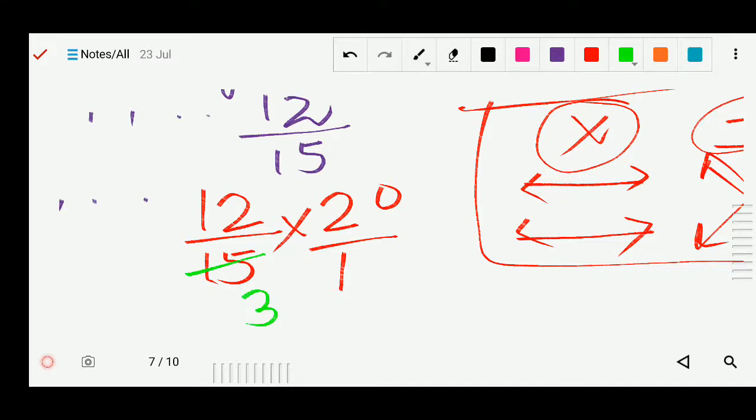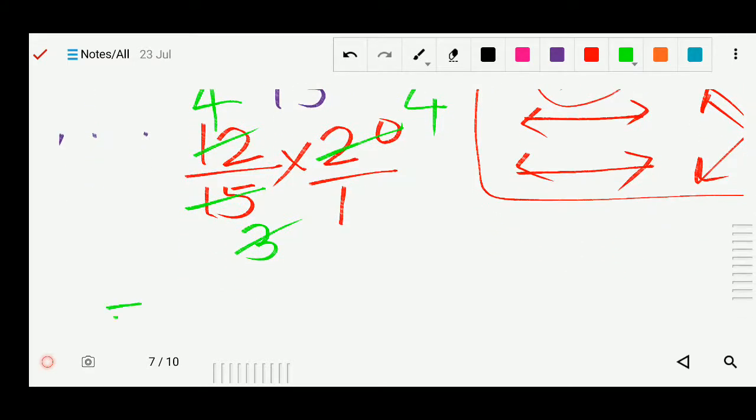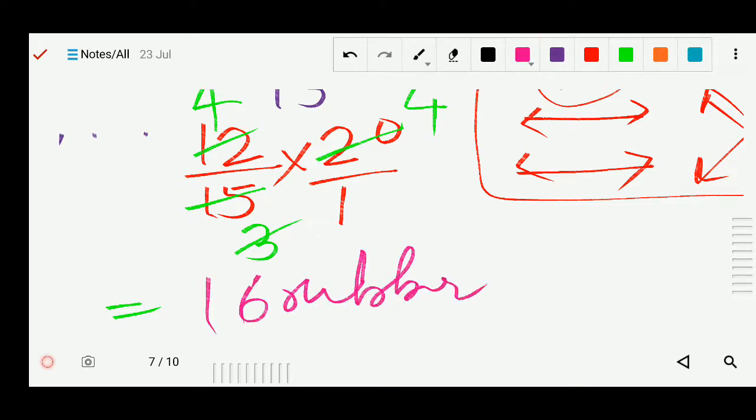5 3s are 15, and 5 4s are 20, 3 4s are 12. So now 4 4s are 16. So what is the answer? That is 16. Now I got the answer. That is your 16 is what? 16 rubbers. Okay, your answer is 16 rubbers. Got it?